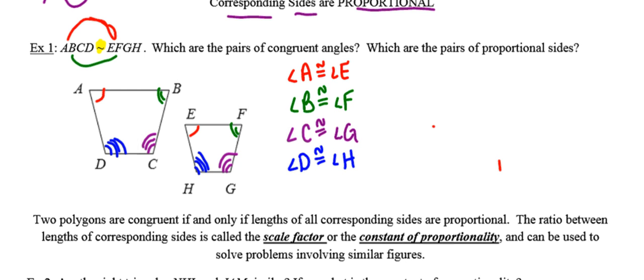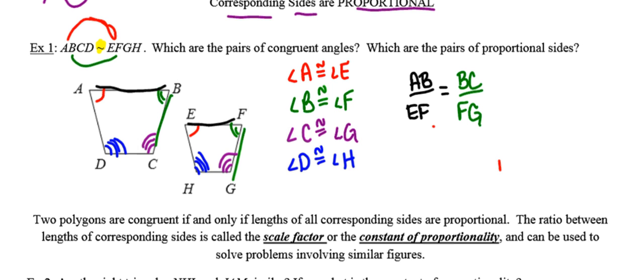And while my pairs of corresponding sides are not necessarily congruent, I do know that they are in proportion. That is, if I compare the length of AB to its corresponding side, EF, and I compare that ratio to the next pair of corresponding sides, BC and FG, I know those two ratios are exactly the same. And likewise, it's going to be the same ratio that I get when I compare DC to its corresponding side, HG, and then the last pair of corresponding sides, AD and EH.